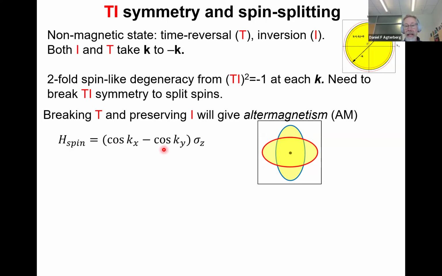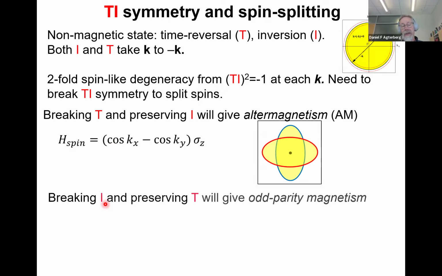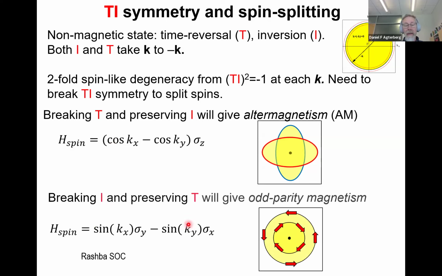The other way we can get a spin splitting is to break inversion symmetry and preserve time reversal. This gives us odd parity magnetism, and we're all familiar with a common example of that, and that is Rashba spin orbit coupling. Here, the spin splitting is odd under momentum k goes to minus k. You can see that in this picture, where in this direction we have spin up, but in minus k, we have spin down. So I'm going to talk about both of these. I may not get as much time as I want to talk about the odd parity magnetism, but I'll tell you some of our newer results in altermagnetism.